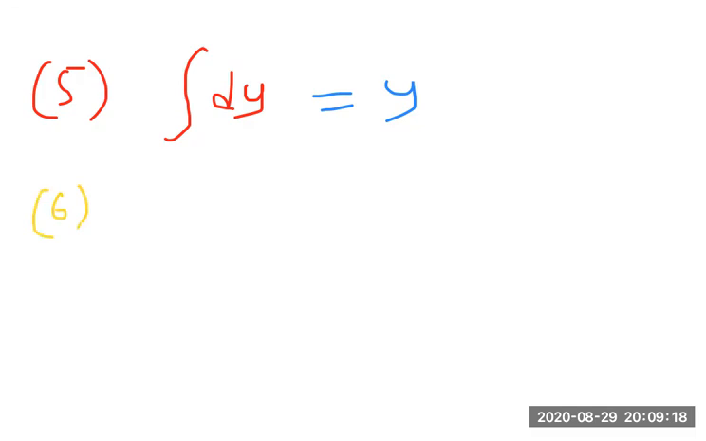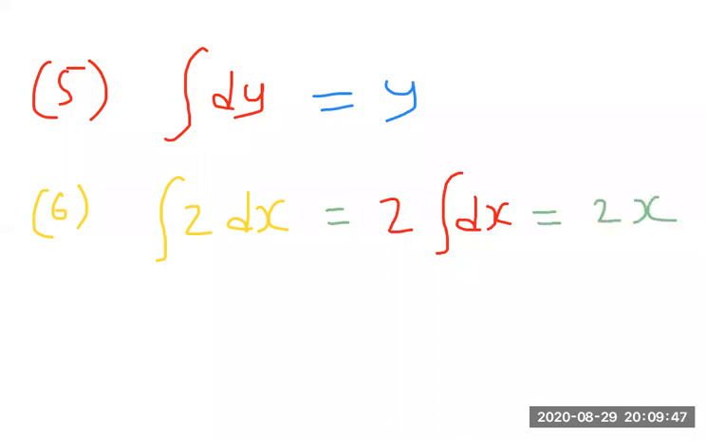Now suppose they have given integral 2 dx. When they have given integral 2 dx, the problem is 2 is constant. Always keep the constants outside the integral. So 2 into integral dx I can write. Integral dx, as I just told, is nothing but x. So I can write 2x. Here 2 is some constant.